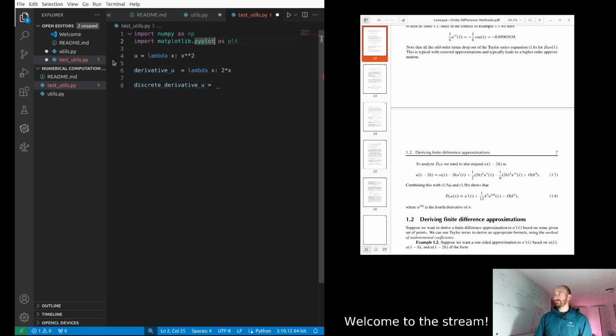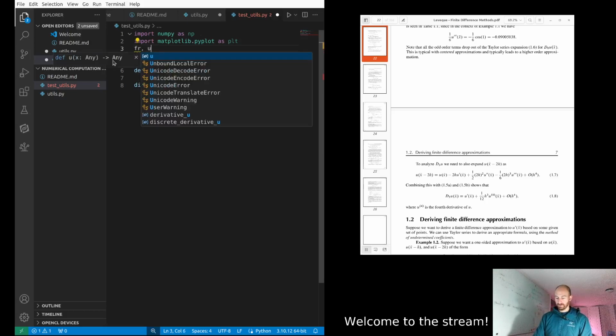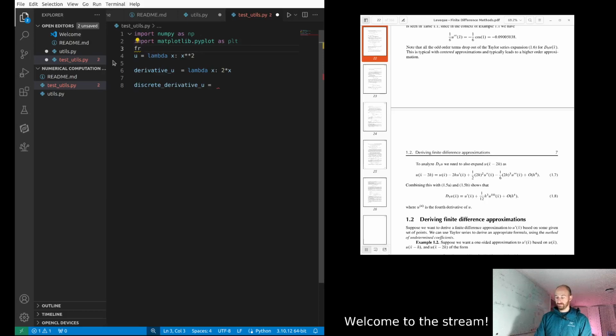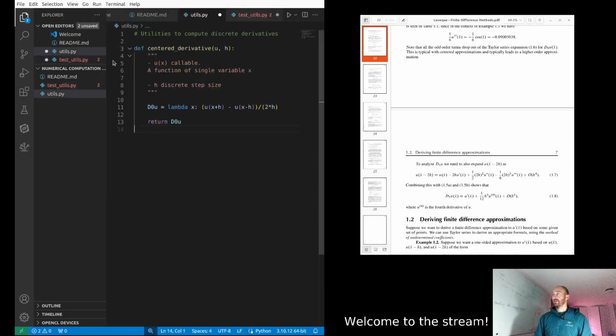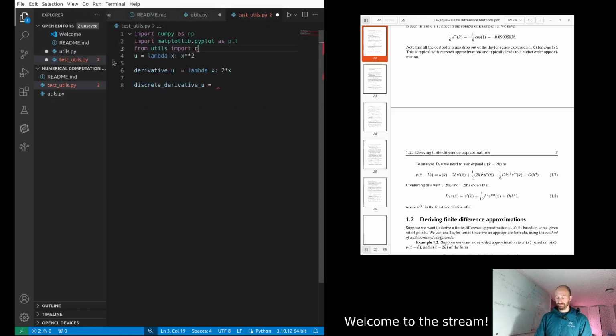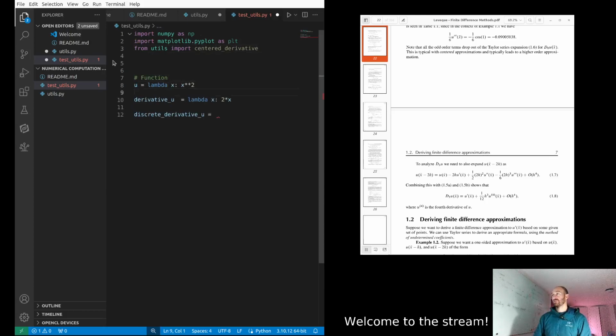So we're going to import it from utils. What are we going to import? We're going to import center derivative. Okay. We're going to have our function here: true derivative, and then approximate derivative. And this is called centered derivative.